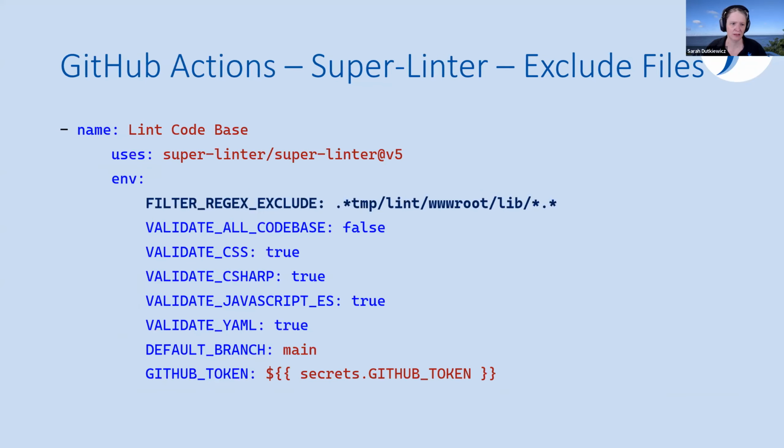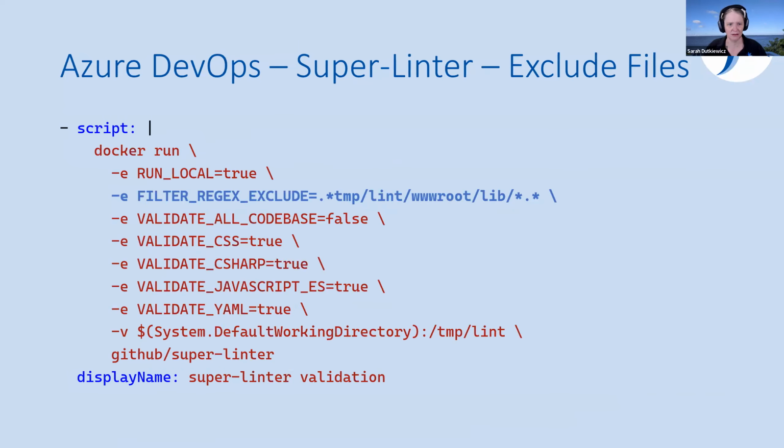In GitHub Actions, you just add another variable in this env section, the same name, FILTER_REGEX_EXCLUDE, and that same pattern. So the names and the values stay the same. If we go back and forth between them, it's just that with Azure DevOps, because we have to run it in a container, we have to pass the variables in using -e or Docker environment variables. The other thing you'll notice on these screenshots is I also added validate YAML because we have some YAML in this particular project. So you can add validators as you need.